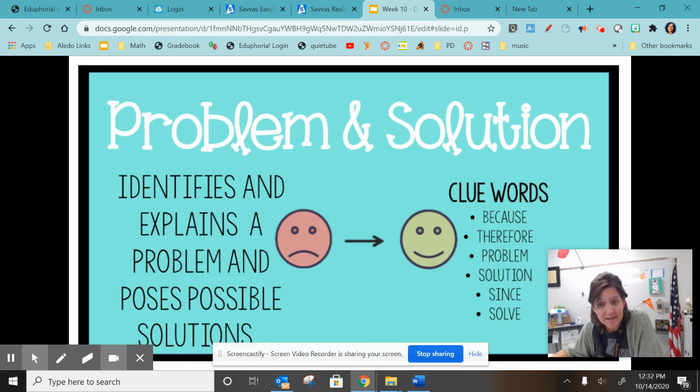So we're going to be identifying some of these structures. And when you see a structure like this, you definitely know that you are reading nonfiction.